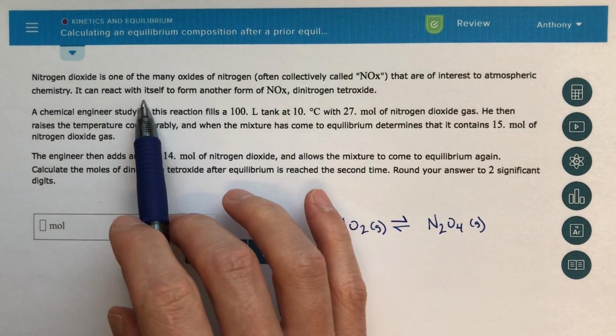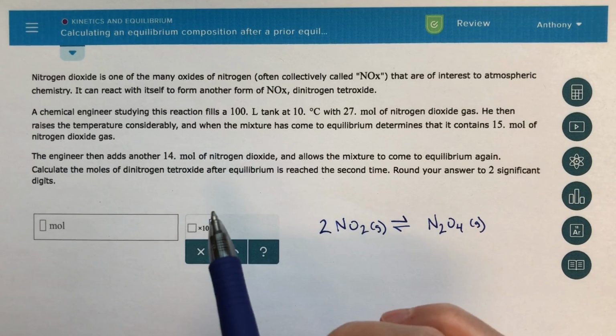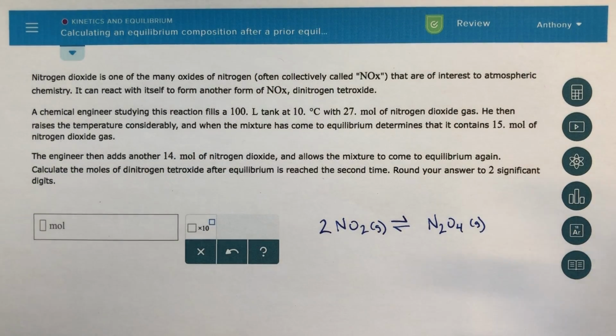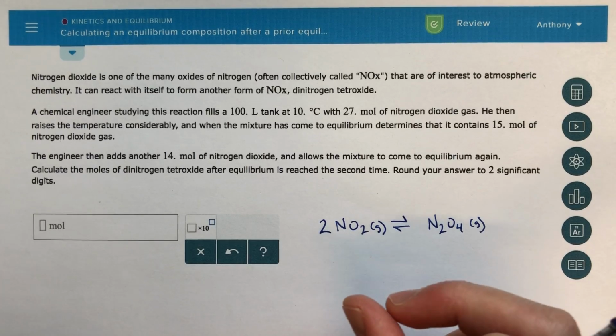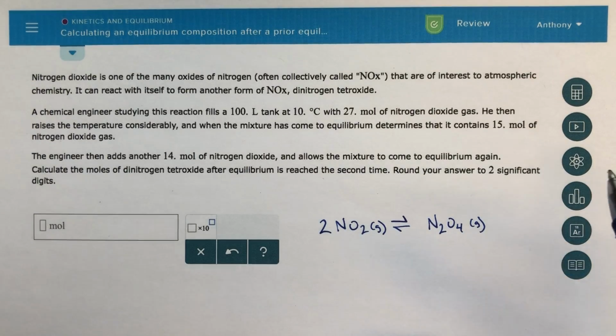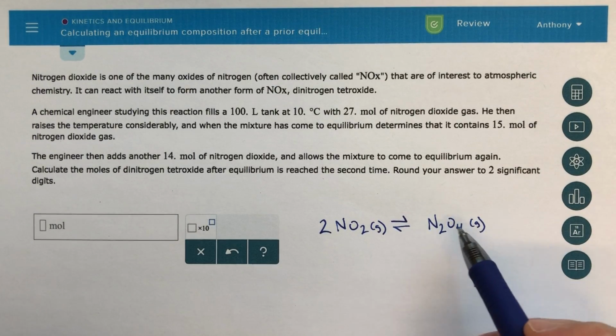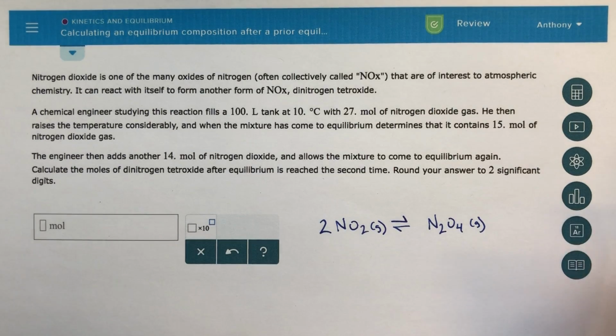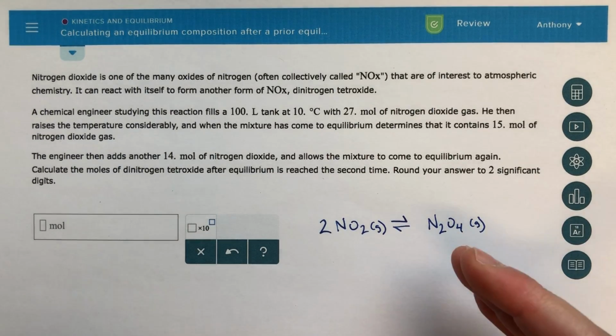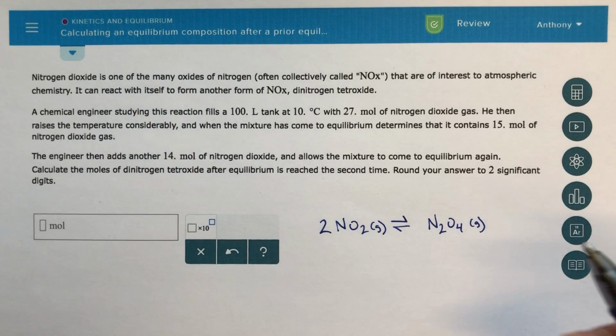When it says it can react with itself to form another form of NOx, that suggests we're going to need 2 of them. We're going to want to write it like this because it is just one reactant that is reacting with itself to form this dinitrogen tetroxide. So this is our equilibrium reaction. It's balanced. We've got our reactants, we've got our products, so we are good to go for the first part of this problem.